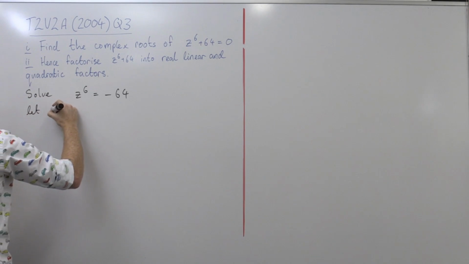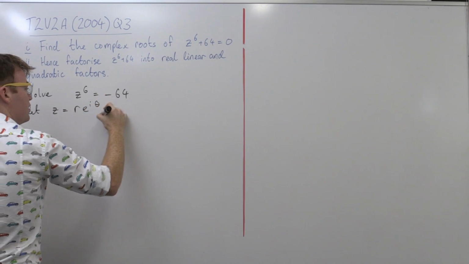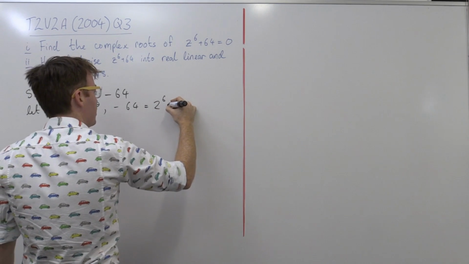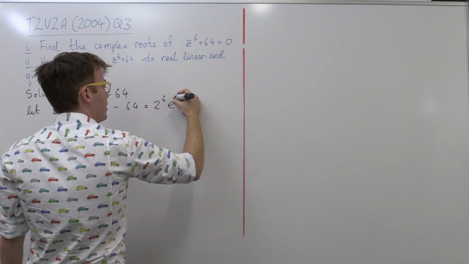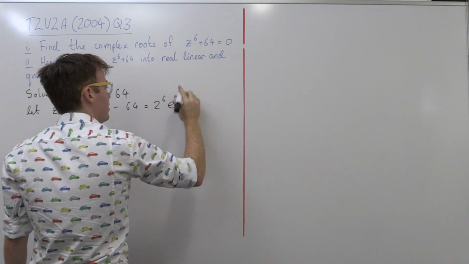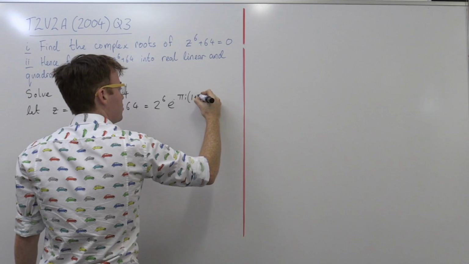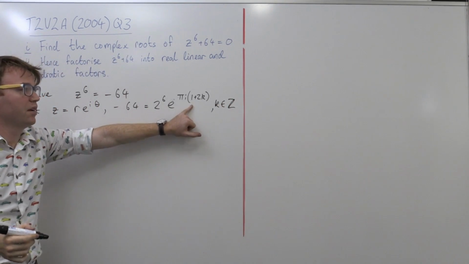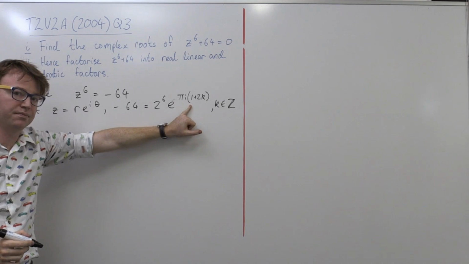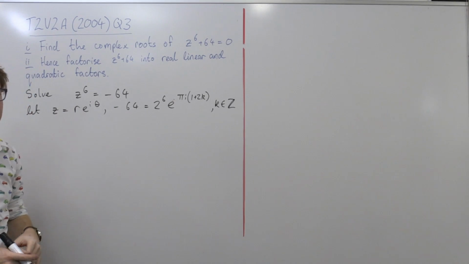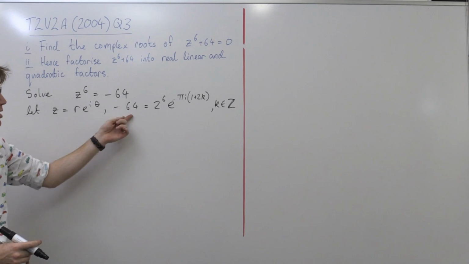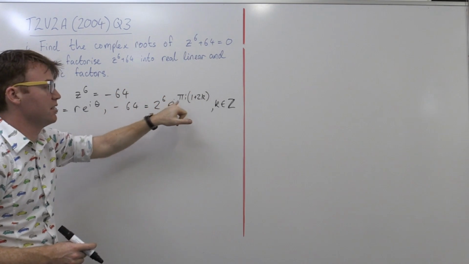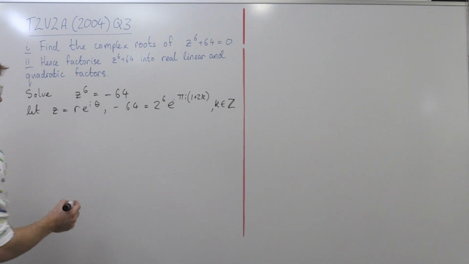Let z be equal to r e to the i theta, and negative 64 is equal to 2 to the 6 e to the pi i (1 plus 2k), where k is an element of the integers. Notice I'm using a non-principal argument here for the negative 64. So I've got all possible representations of negative 64 in polar form. And this is what's going to give me my multiple roots, because we know this is going to have 6 complex roots. And I need to get that multiplicity out somewhere, and it's here, which is where it comes from.